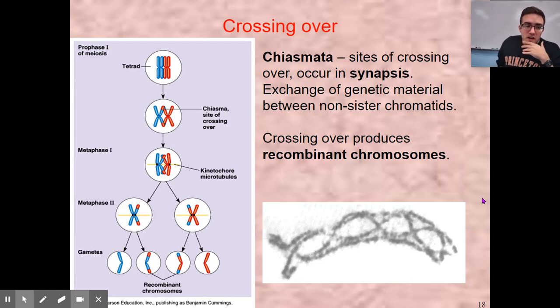So let's talk about crossing over. Crossing over occurs at the chiasmata, which occurs in synapsis. Let's break this down. This is our tetrad, our homologous pair. The chiasma is just the site of crossing over, where genes are going to cross over. We say it's the genetic material exchanged between non-sister chromatids. So crossing over isn't going to occur between the sister chromatids on the blue or the sister chromatids on the red. Crossing over is going to occur between the blue and the red chromosome.